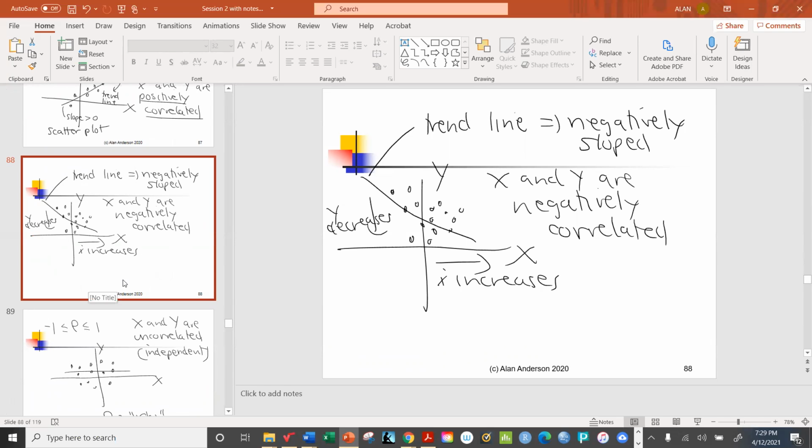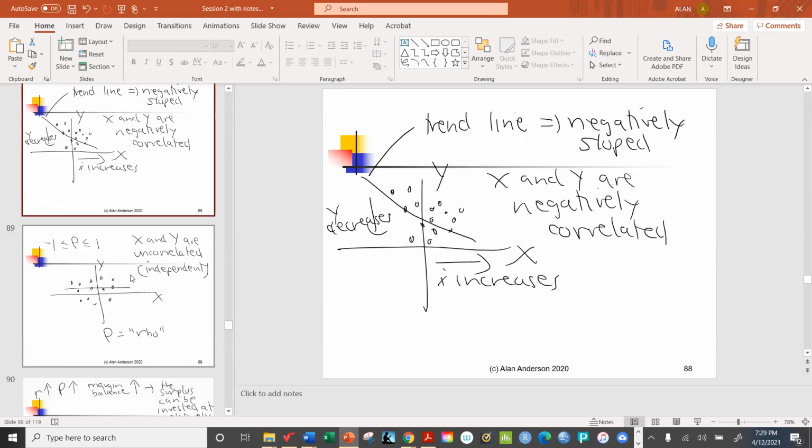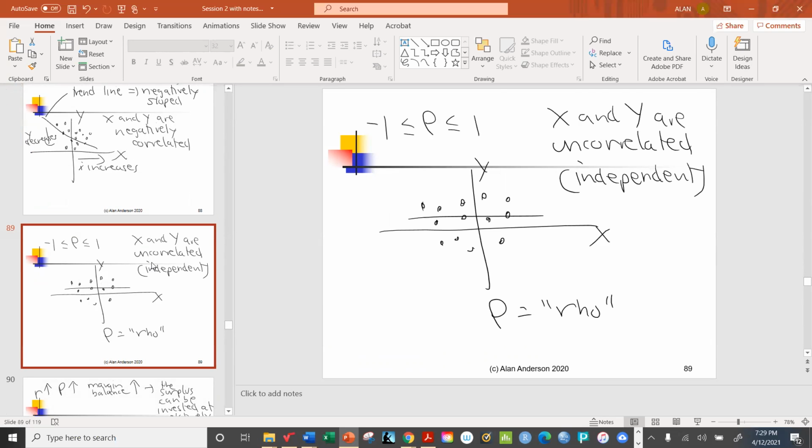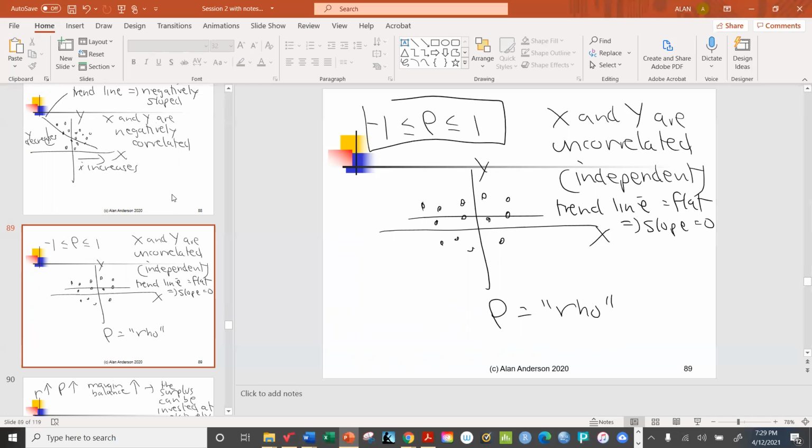There's also a third possibility, that the two variables are completely independent of each other, or we can say that they're uncorrelated, which means that the trend line is flat, or the slope is zero. Oh, and in the upper left-hand corner, I put a note here that this correlation coefficient is always somewhere between -1 and +1. And that's how you can tell how strong this relationship is. The closer it is to +1 or -1, the stronger is the relationship.